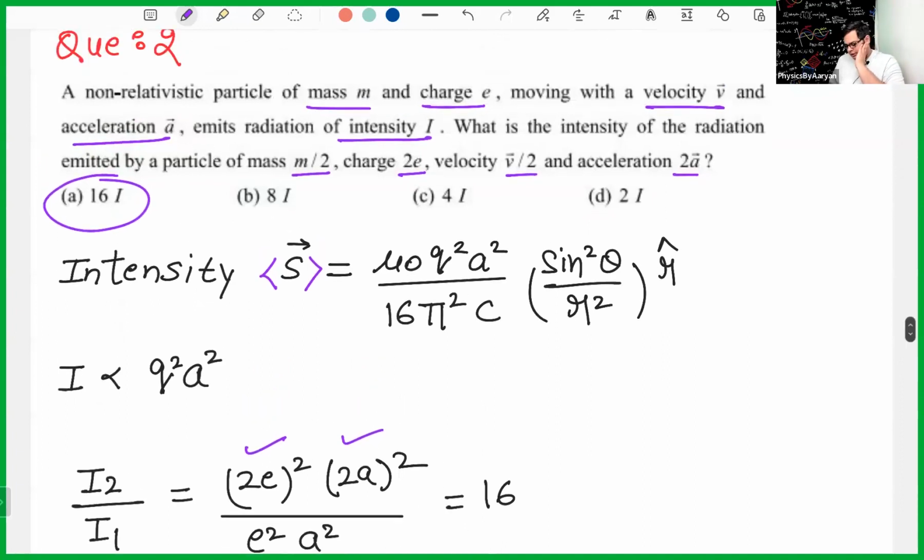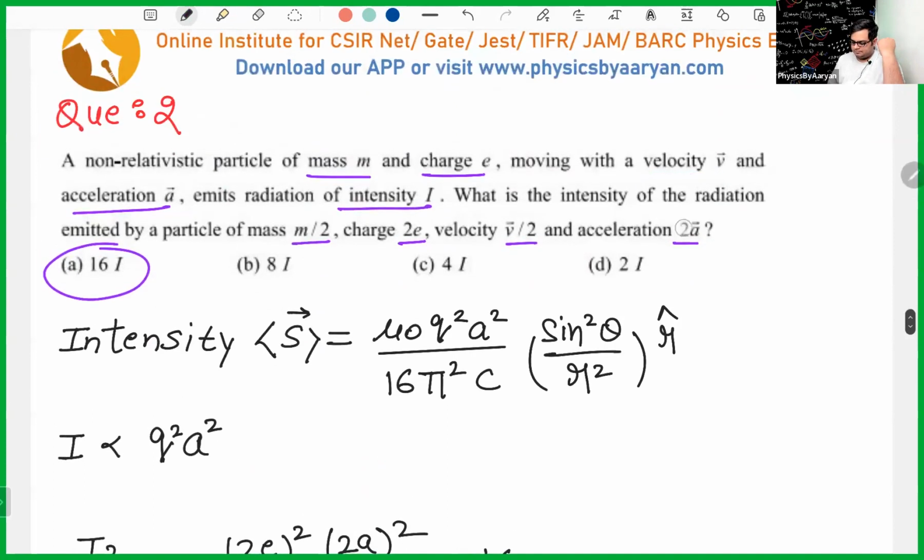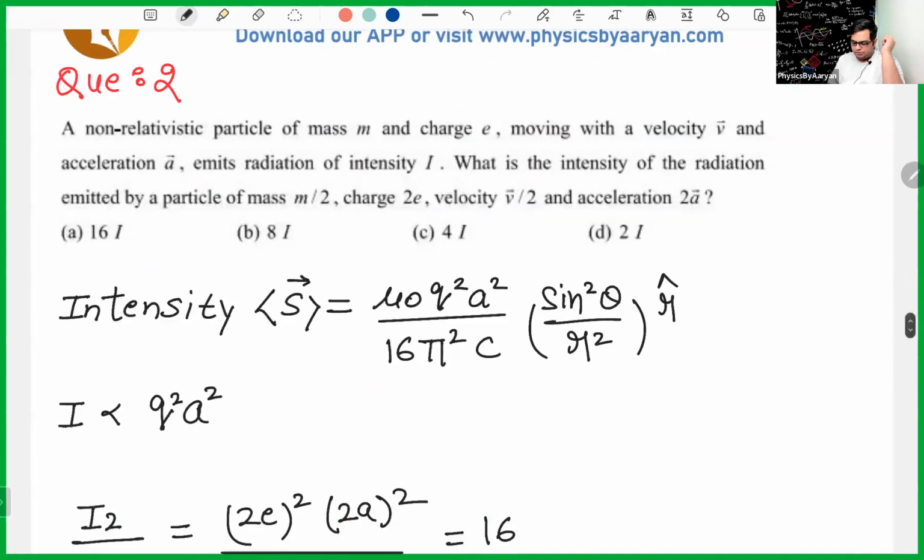Easy question, nothing else. If this kind of question is asked again in the NET, at least you should be able to do that. At least we should be above average in radiations. Clear everyone? Should I move to the next problem? Any doubts in this one?